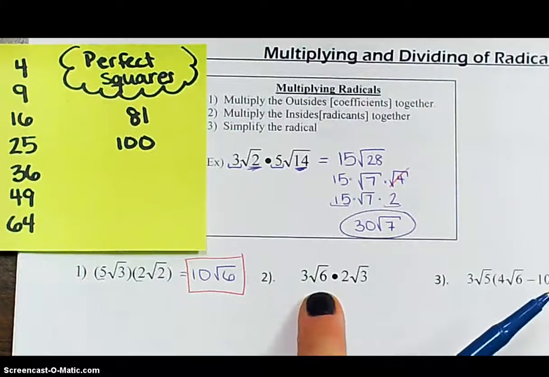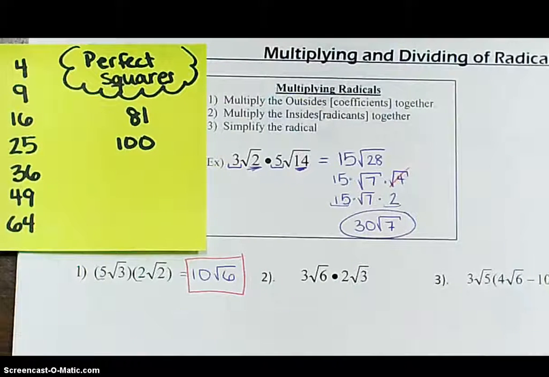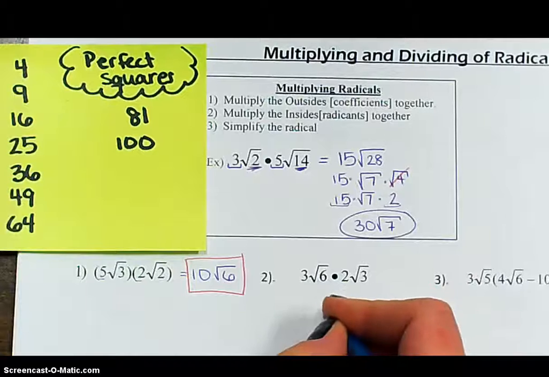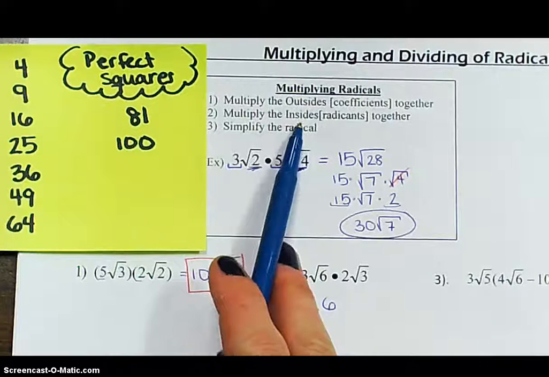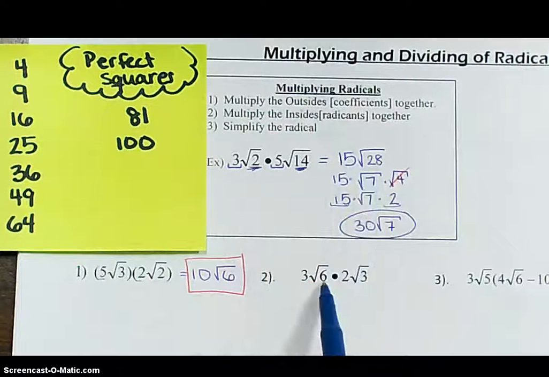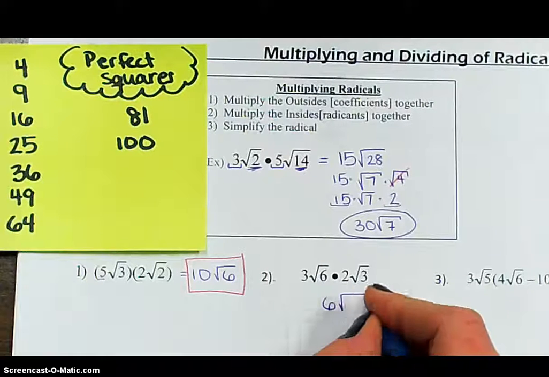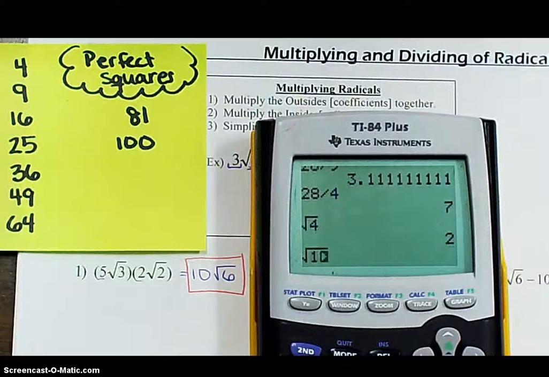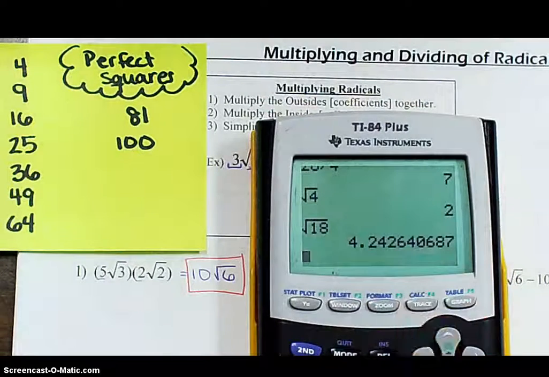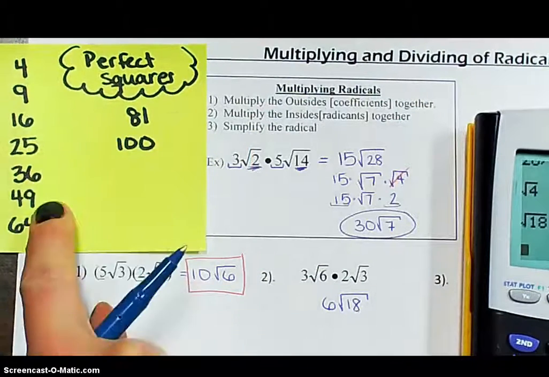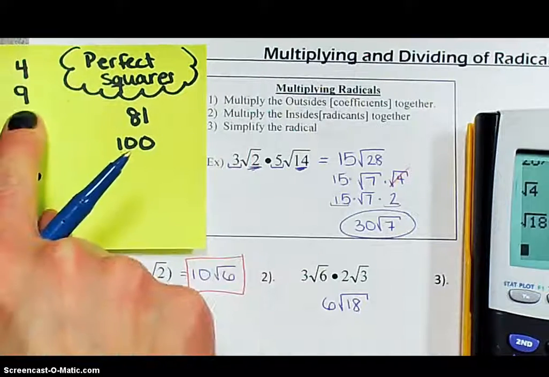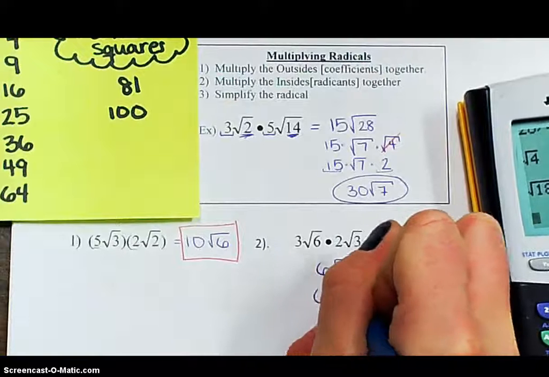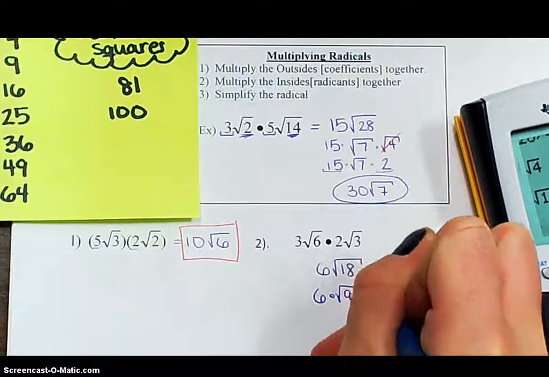Okay, now let's try number 2. So we're multiplying, so we're going to follow the steps. Multiply the outsides. 3 times 2 is 6. Now we're going to multiply the insides, the radicands. So radical 6 times radical 3 is radical 18. Now, let's take a look. Is the square root of 18 a perfect square? Nope, it's irrational. So now we need to find a perfect square that goes into 18. And it's pretty easy to see. It's going to be 9. So if we take a look here, it's 2 times radical 9 times radical 2.